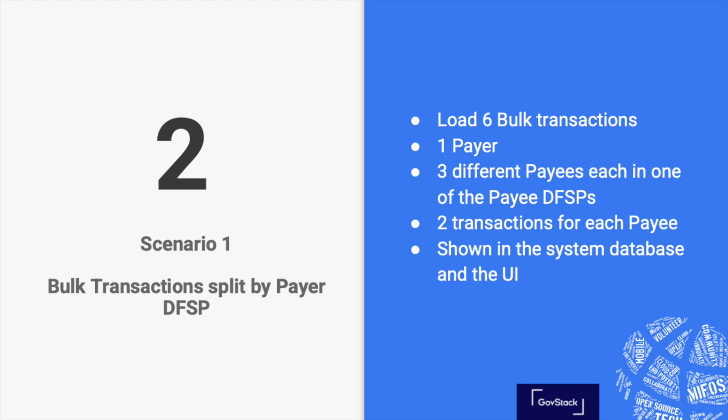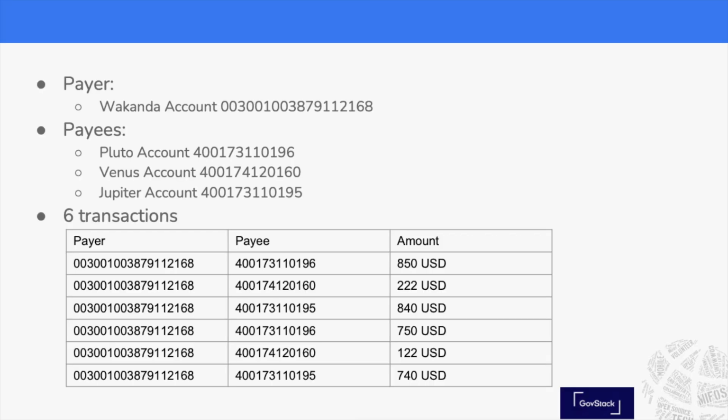So in this first scenario, we're going to show bulk transactions split by payee DFSP. We have one payer account set up with the Rhino tenant and 3 different tenants set up for the payee DFSPs, as we showed in the diagram, with an account in each of those. And we're going to push through 6 transactions in total and see how it works.